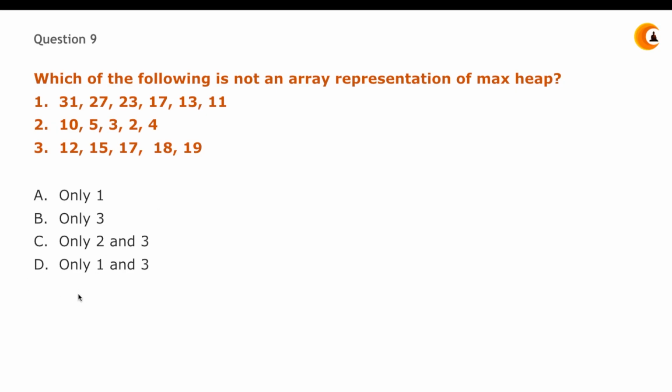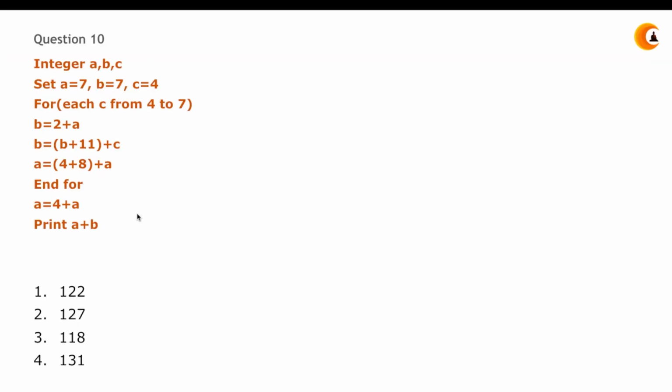But yes, if there had been an option 'none of the above', then of course you would have to check this as well. But since there is no such option, 3 has to be the answer. Thereby, once I know that 1 and 2 are max heap, I don't have to check the third one. The third one for sure will not be a max heap. So my answer is option number B. Only 3 is not an array representation of max heap. Why? Because the child node is greater than the parent node, which should not be. Right? Moving on to the 10th question. Give it a try. It's again a pseudo code, and your 30 seconds starts now.